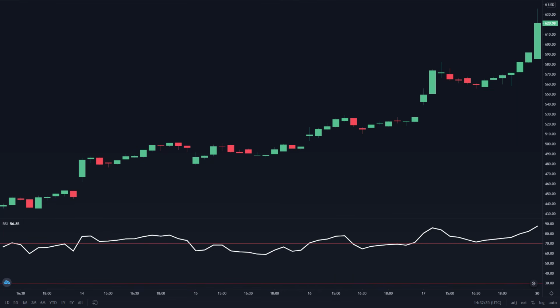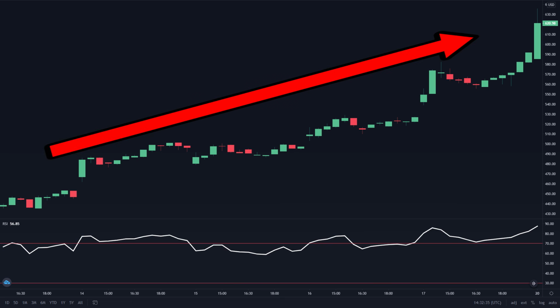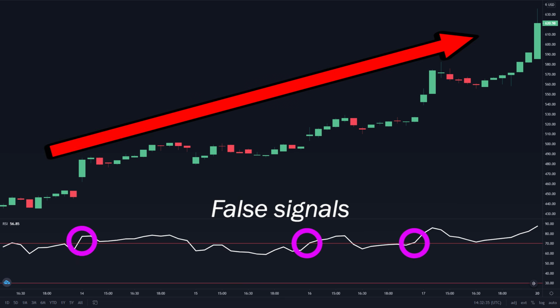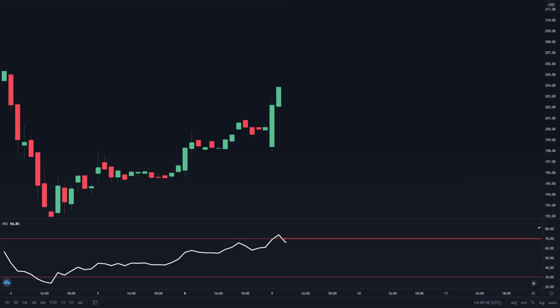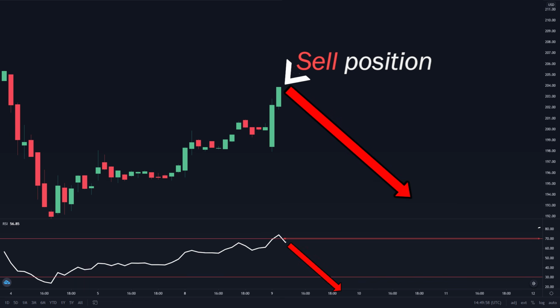You see, the flaw of the RSI indicator is that you cannot simply follow the overbought and oversold strategy with all market conditions. If the market is on a strong trend, the RSI will display so many false signals. Here's an example. You can see that the price is clearly on an uptrend, and the RSI indicator is at the overbought levels. So if you took a sell position here hoping for a reversal, let's see what happens.